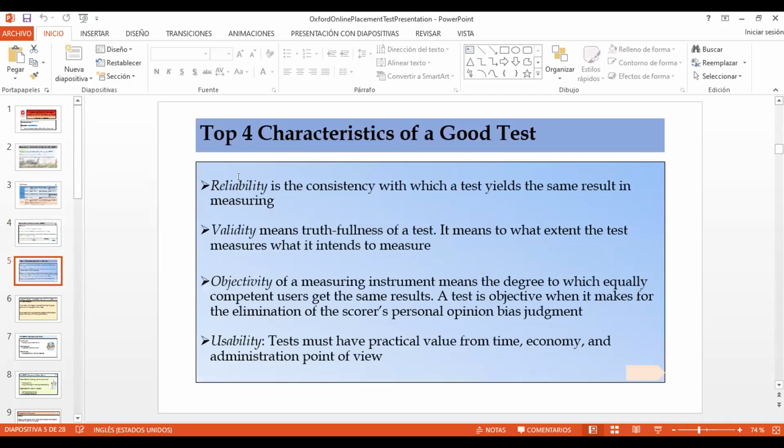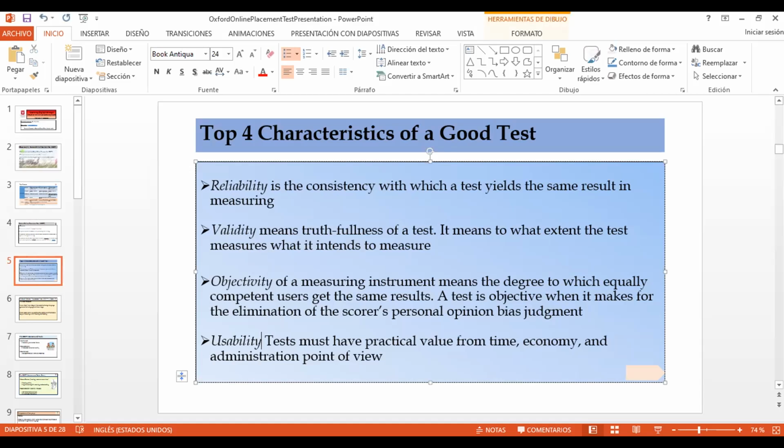Moreover, the test has all of these characteristics of a good test. So it has reliability, the consistency with which a test yields the same results. Validity, so the test measures what it intends to measure, so it's knowledge of the language, grammar, semantics and pragmatics, and it's not measuring something else, your knowledge of the world or some other kind of knowledge.